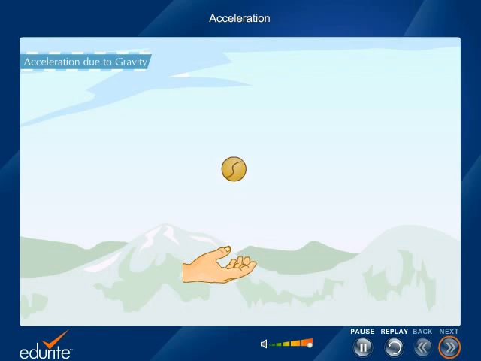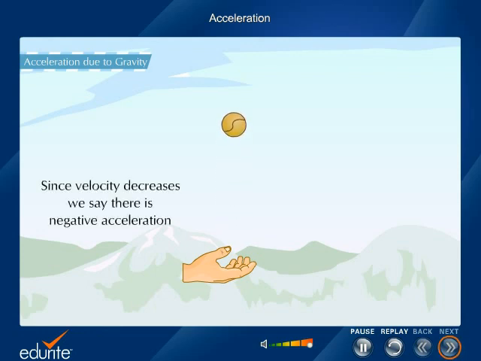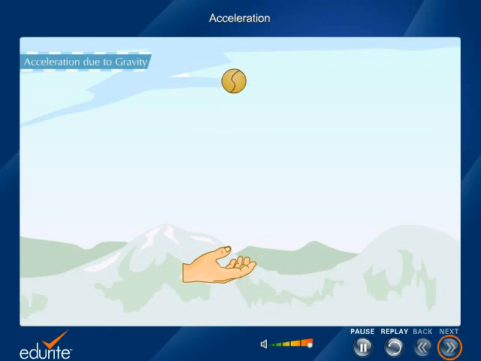You know that all objects are attracted towards the earth by the force of gravity. This ball is being thrown up in the air. Now watch the movement of the ball in slow motion. The speed of the ball decreases as it moves up. Since velocity decreases, we say there is negative acceleration. The ball halts for a fraction of a second. Its speed here is 0.